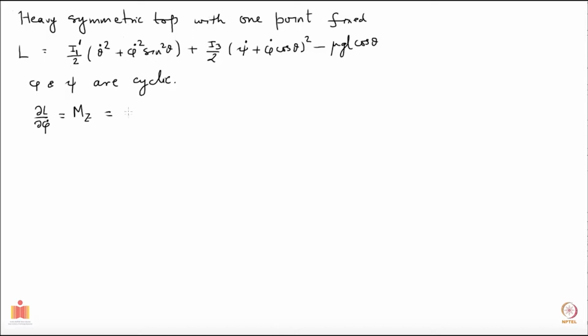So if I take the derivatives, I get this phi dot I1 prime sine square theta. That's the contribution from here. The 2 cancels with this 2 here, plus I3 cos square theta. That's from the squared term, and then from the cross term we get psi dot I3 cos of theta. Okay, that's, let's say, our equation 1.